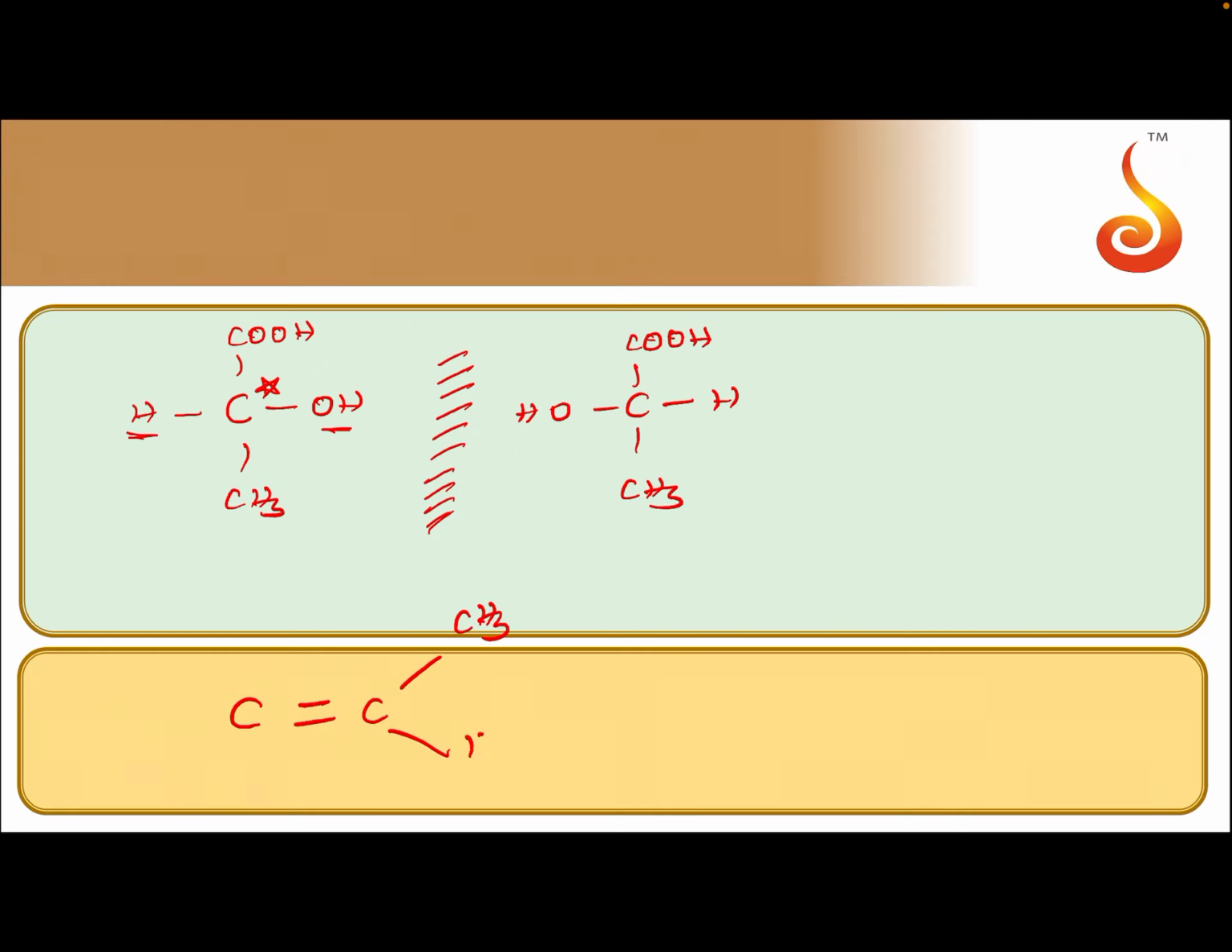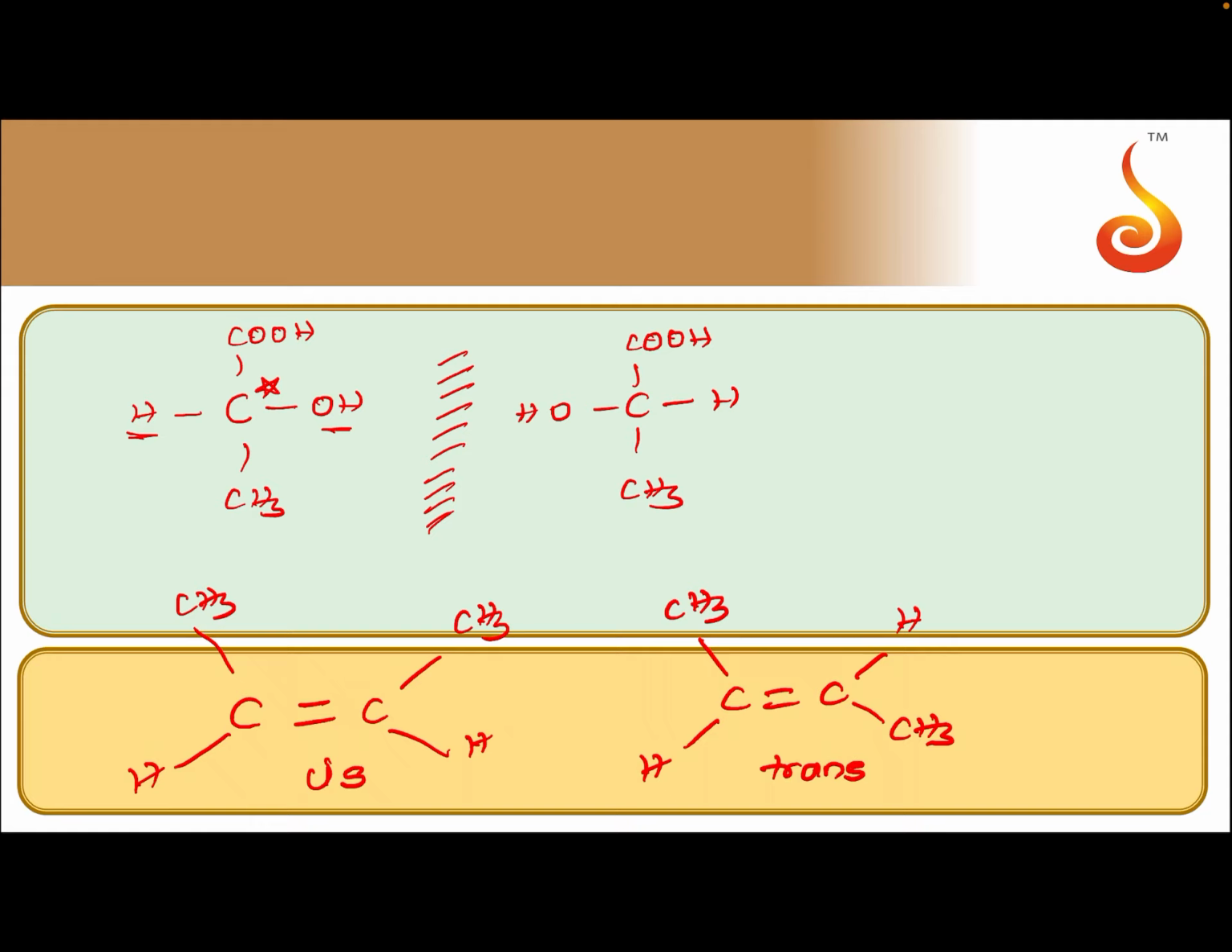CH3, H. CH3, H. So both the CH3 groups are on the same side, a cis isomer. If I interchange the groups on one carbon atom, what happens? Both the CH3 groups will now be on opposite sides, which means the cis isomer is converted to the trans isomer if I interchange two groups on one carbon atom.